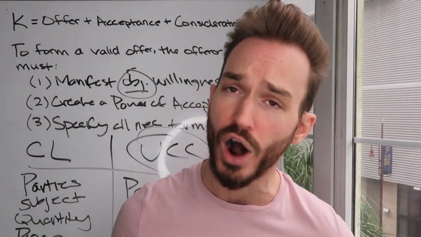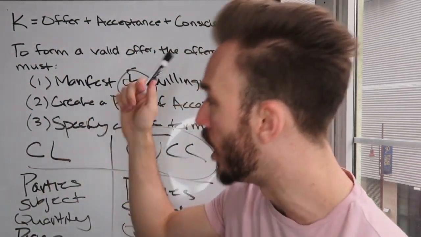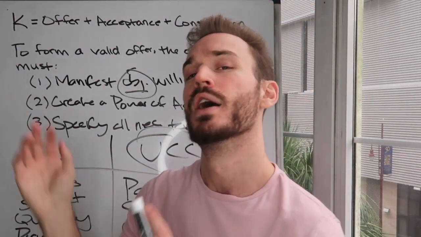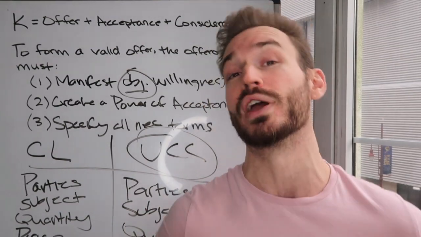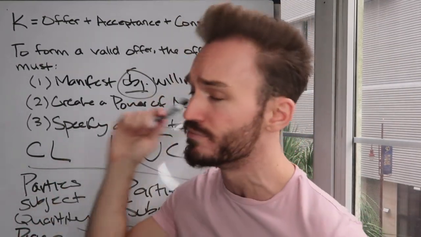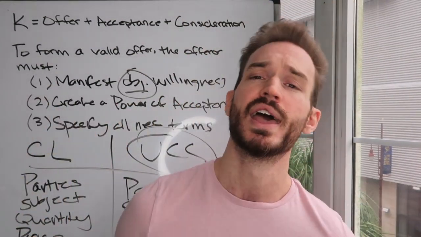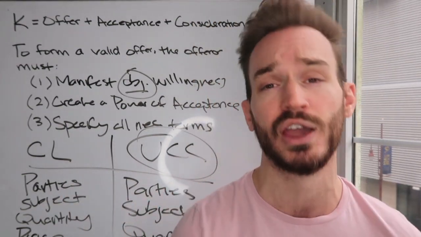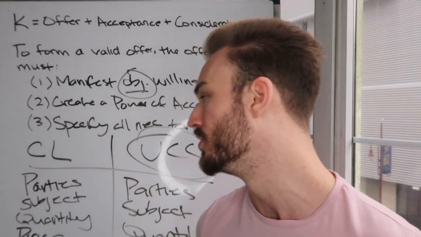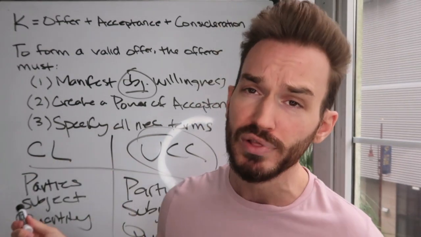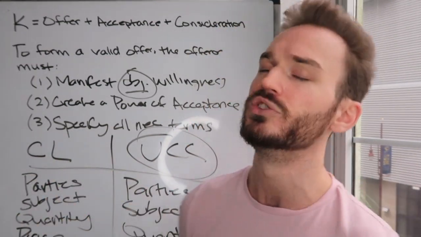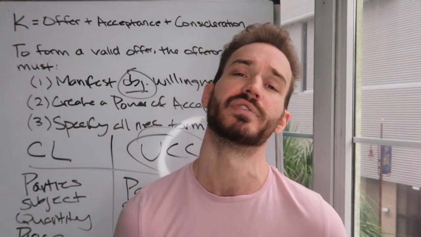Remember, to form a valid offer, there's gonna be 3 requirements. The offeror must manifest an objective willingness to enter into the agreement. The offeror must create a power of acceptance, and the offeror is going to have to specify all the necessary terms to the deal, which remember, it's gonna be a little different. Common law, you do have to specify the price. UCC, you don't have to specify the price.